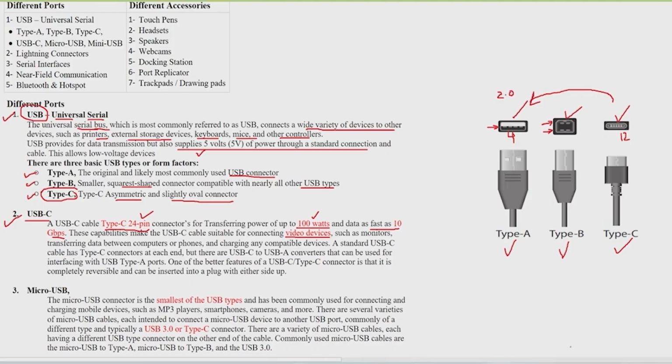Okay, a standard USB-C cable has a type C connector on each end, and there are USB-C to USB-A converters that can be used for interfacing with USB-A type ports. So sometimes one side of the cable is USB type A and one side is USB-C. What is the purpose of this? The purpose is that maybe your computer has an A type port and your LCD has a C type port, or your laptop has a C type port and the other has an A type port. So you can connect both sides separately. One connection is A type, one connection is C type.